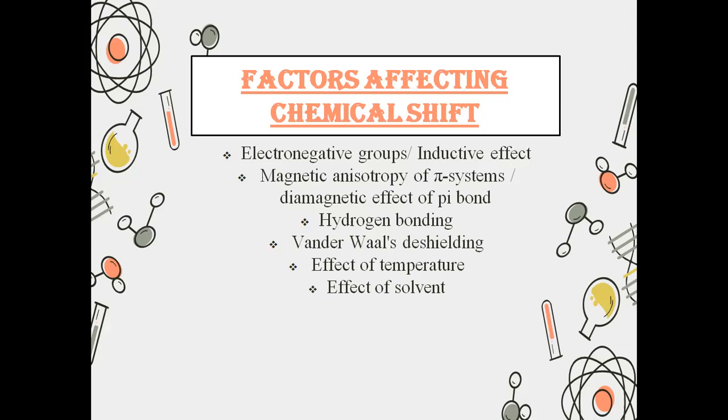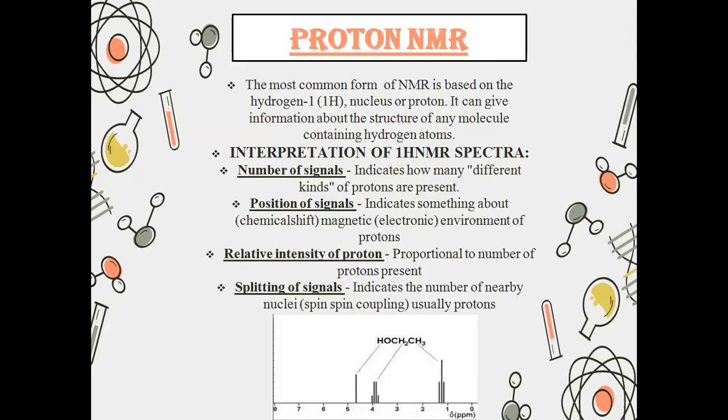Then effect of temperature, and this says the resonance positions of most signals are little affected by temperature. Effect of solvent. Chemical shift changes when the solvent changes from chloroform to CDCl3, but changes more with polar solvents like methanol. The solvents used in NMR are CCl4, CS2, CDCl3, C6D6, or D2O.